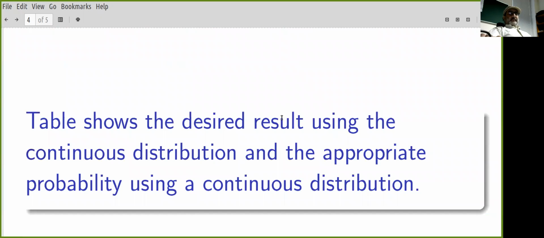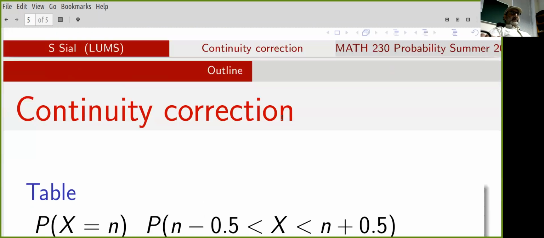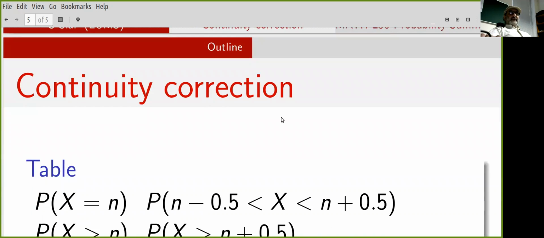And people have looked at how you would go about minimizing that error. And this is something that's called the continuity correction. Okay.